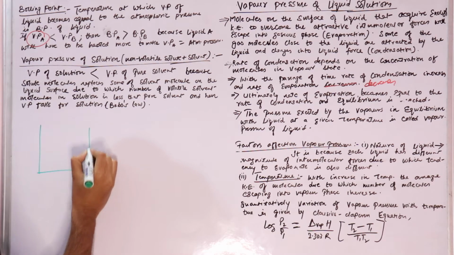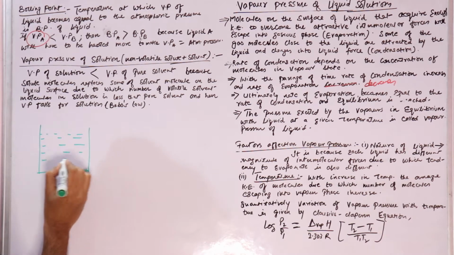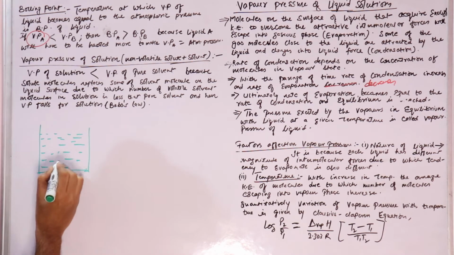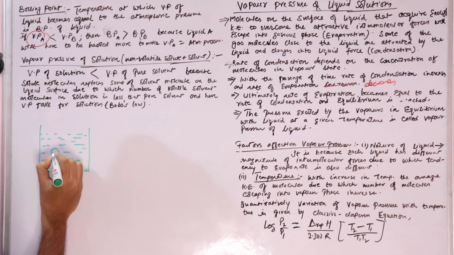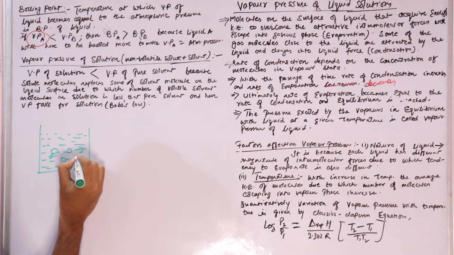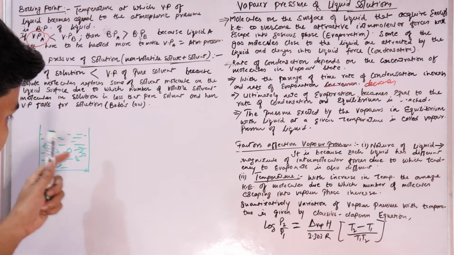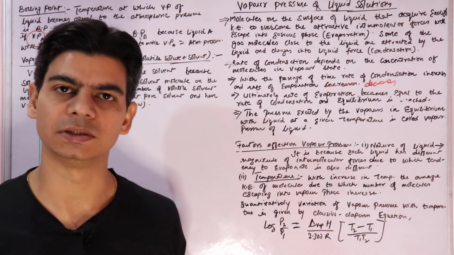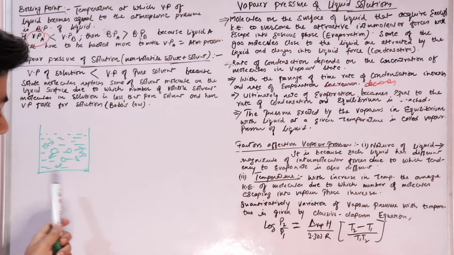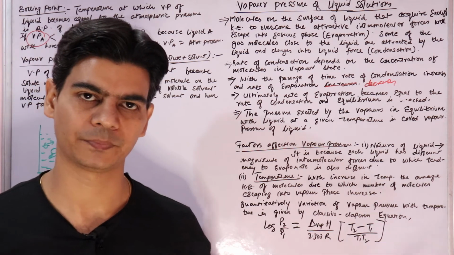Suppose we take liquid in this container, and from the kinetic theory, we know that the liquid consists of liquid molecules that are randomly moving inside the liquid. All these liquid molecules do not possess the same kinetic energy. They possess different energies, and when these molecules collide with one another, they transfer energy from one molecule to another.